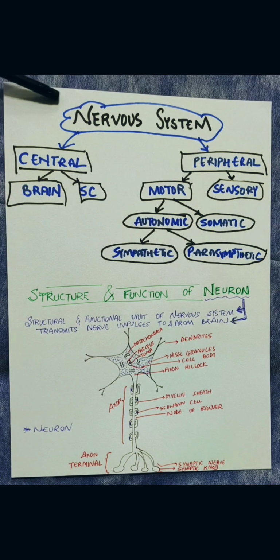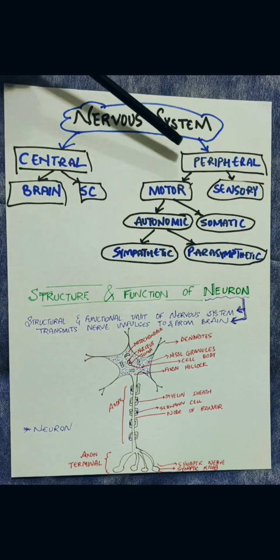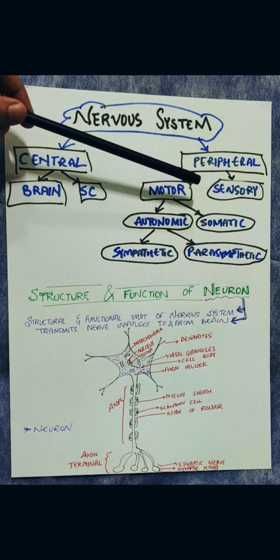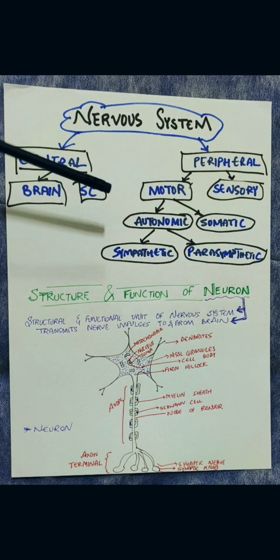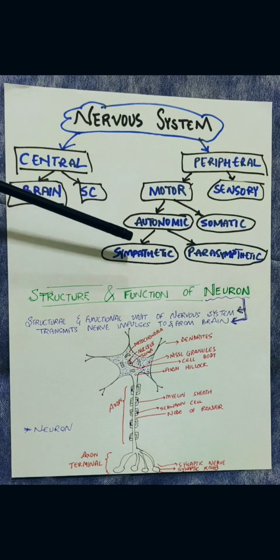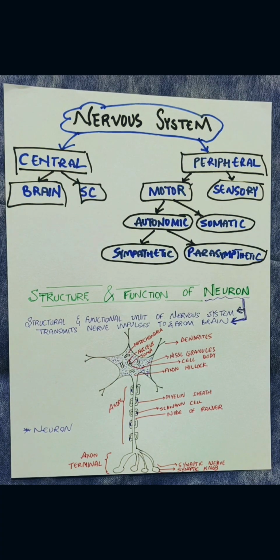As we all know, our nervous system is divided into the central nervous system and the peripheral nervous system. We have the brain and spinal cord covering the central nervous system. We have the motor system and sensory system under the peripheral nervous system. Under the motor nervous system, we have autonomic and somatic. Under autonomic, we have the sympathetic and parasympathetic nervous system.